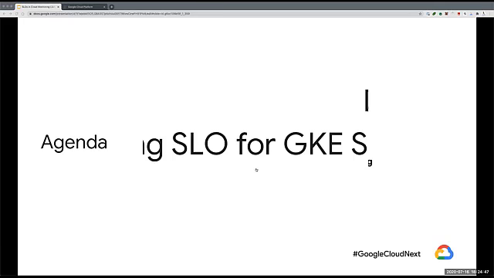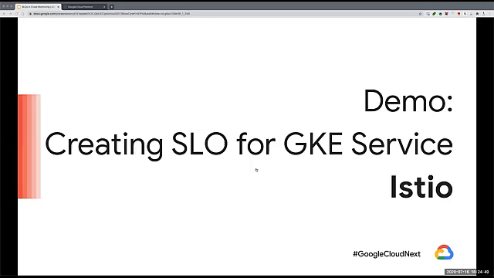So now, let's take a look at some specific demos. I've got 3 specific examples for you here. The first one is the easiest case: I've got a service that's running in Google Kubernetes Engine. It is running within a service mesh, specifically Istio, and Istio is exposing telemetry metrics. How can I go about configuring an SLI in Cloud Monitoring using that?